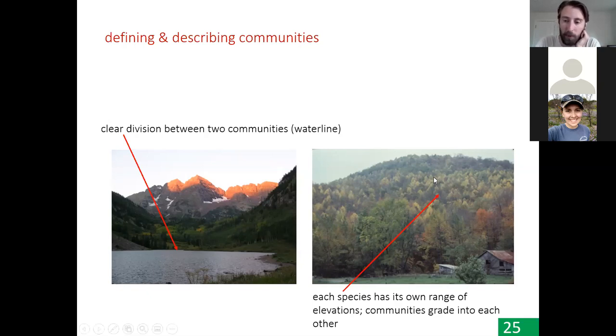So here I'm showing a more gradual transition. There are probably different species living at the base of this mountain versus the top of this mountain, and each species might have its own range of elevations at which it grows. So the communities don't really have a well-defined demarcation between them, but you could say that they're different communities. There's a different suite of species at the bottom of the mountain interacting with each other than at the top. But defining where one community switches to another can be really difficult if you've got this gradient of species change as you go across some sort of environmental gradient.